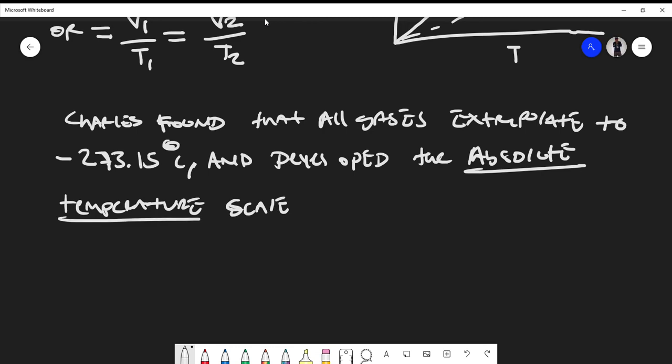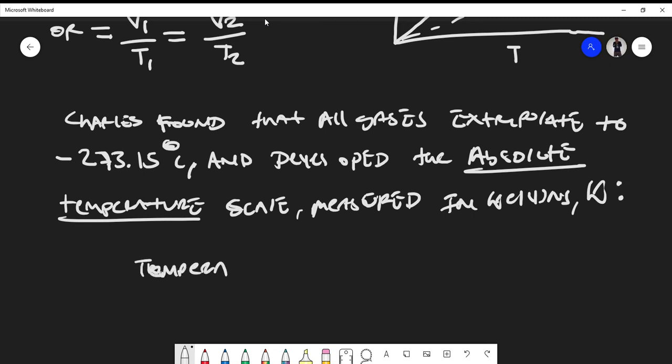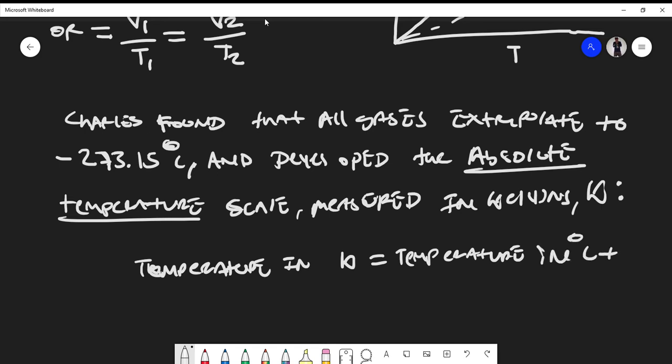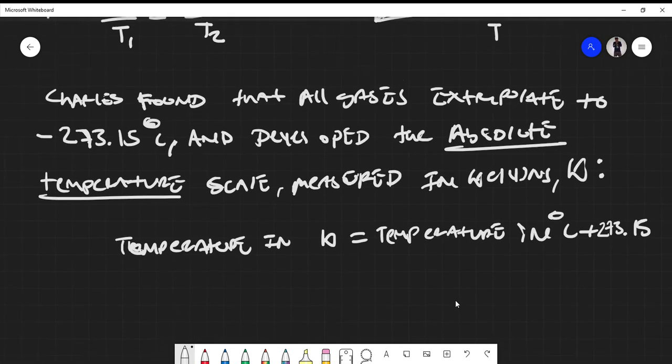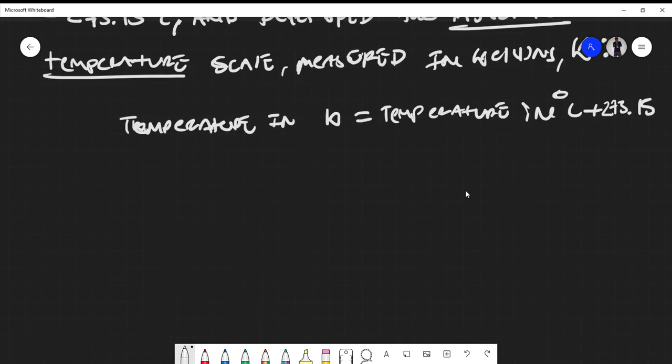All right. And if we remember from general chemistry class, we know that the absolute temperature scale is actually measured in kelvins. Right? And the unit for kelvins is just a big K. So essentially our temperature in K, or kelvins, is equal to our temperature in degrees C plus 273.15. Right? So this is where our absolute temperature scale comes from, Charles' law, and we have to give credit for that. So we say that the temperature in kelvins is equal to the temperature in degrees C plus 273.15.